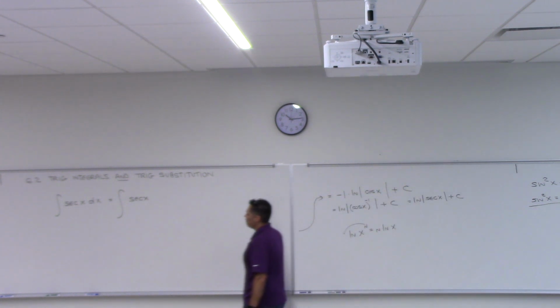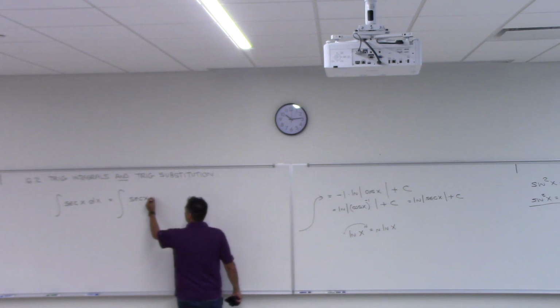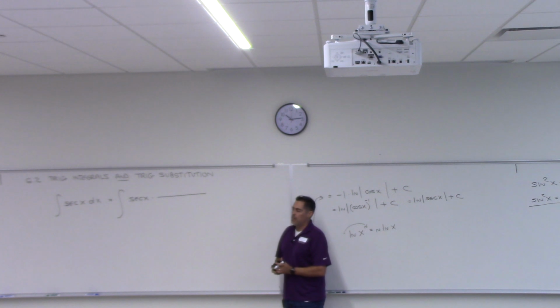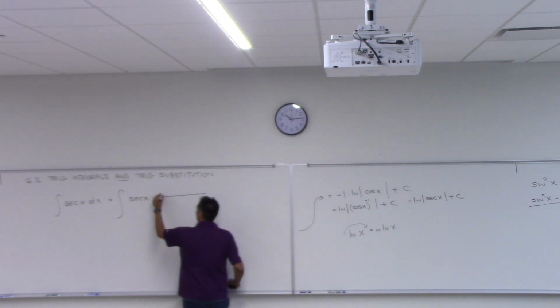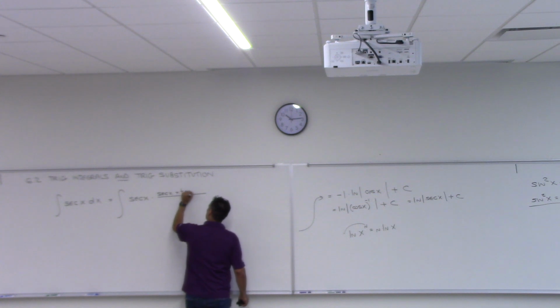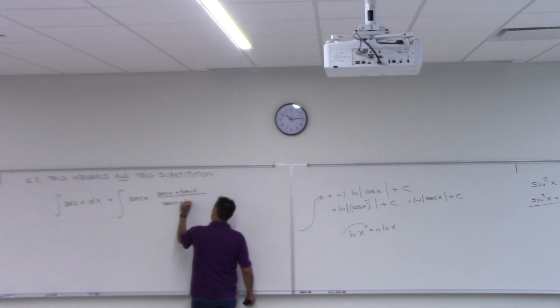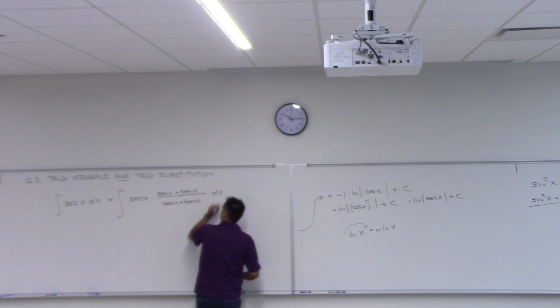I don't know. They decided to multiply this by 1, okay, by 1. And what they decided to multiply by was secant x plus tangent x over secant x plus tangent x dx, right?